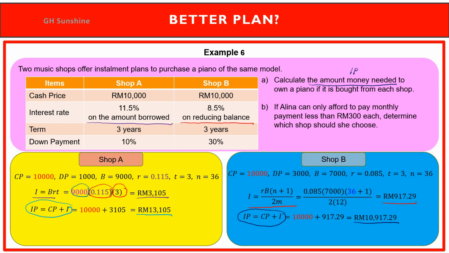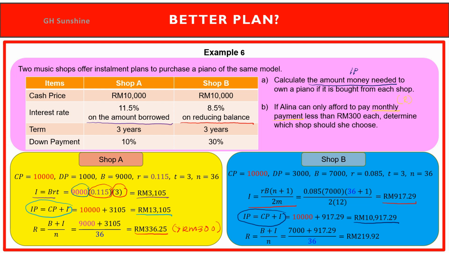Next question. If Alina can only afford to pay monthly payment less than RM300 each, determine which shop should she choose. So here, monthly payment. What we need to calculate? Calculate R. For shop A, we got RM336.25, which is greater than RM300. But what is the monthly payment for shop B? So, calculate monthly payment or periodic payment for shop B. The value equal to RM219.92, which is less than RM300. Therefore, Alina can choose shop B.